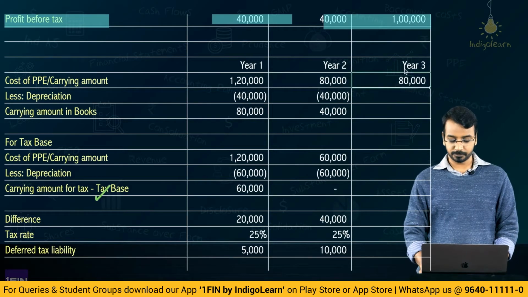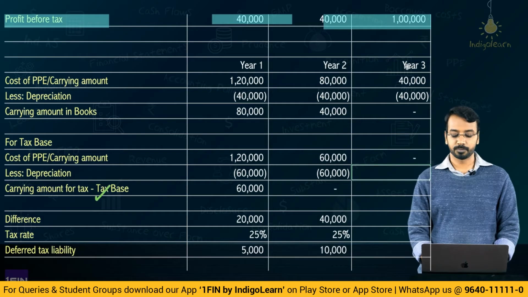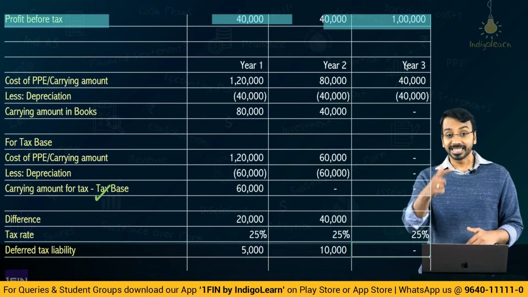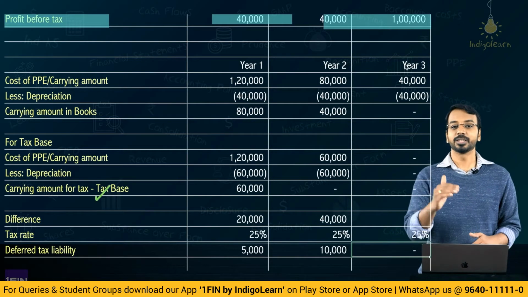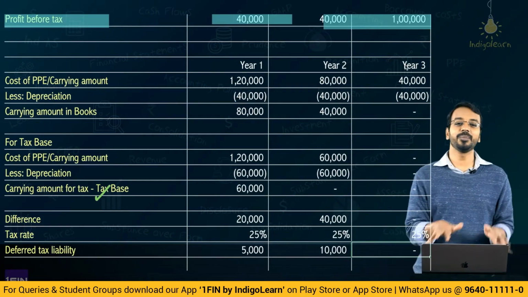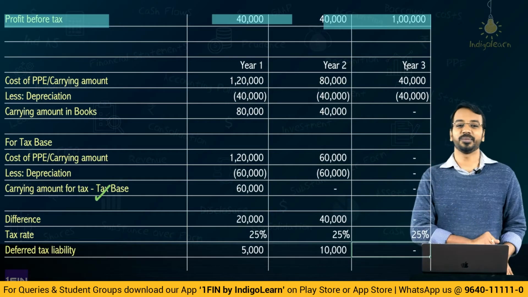Year 3, this is 40,000. Depreciation, I will charge 40,000. Carrying amount is 0. Come to tax. Tax, anyways, it is 0. Now, is there any difference? There is no difference. What is the tax rate? 25%. What should be the liability? 0. So, what happens? This 10,000 of deferred tax liability, the balance at the end of year 2, will be reversed in year 3. It is a much simpler approach than using the income approach, right?